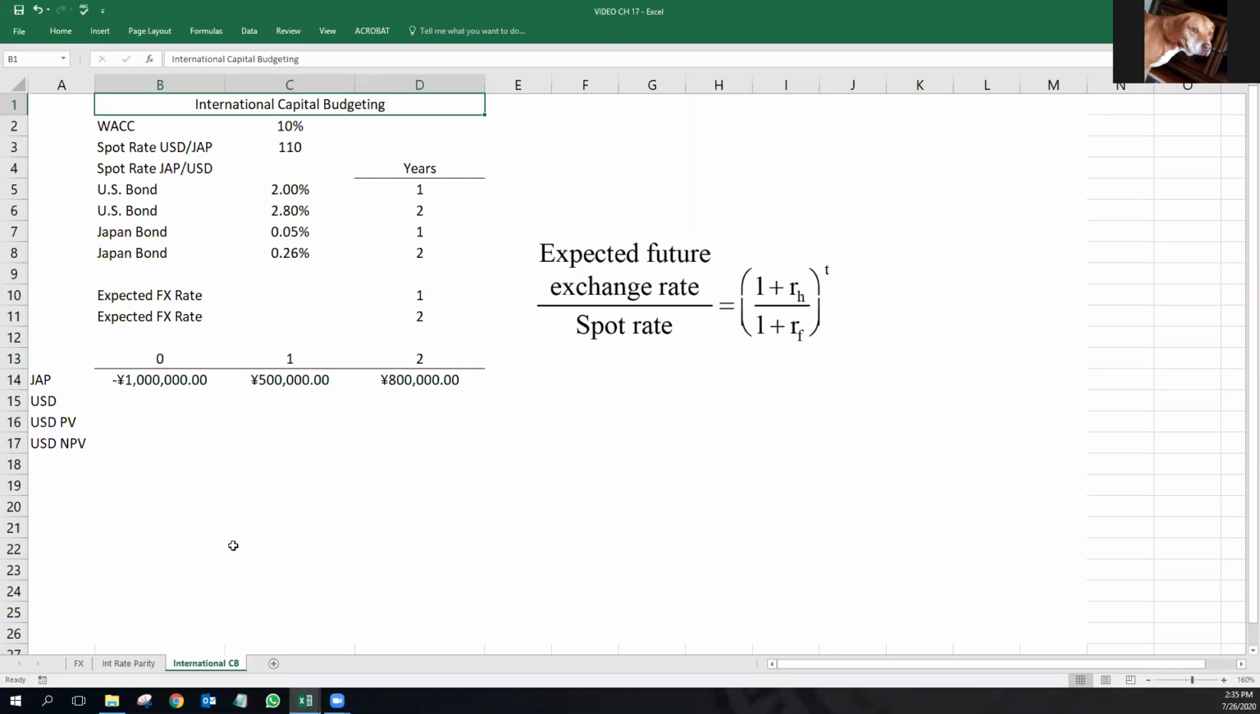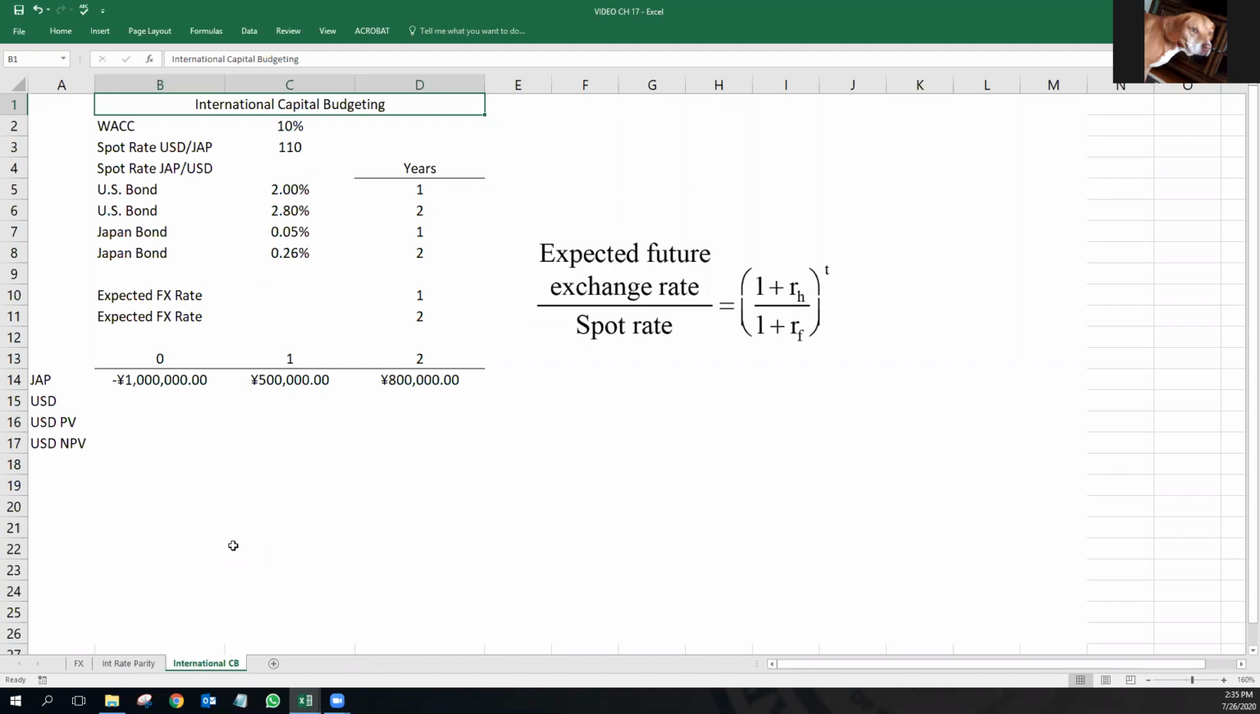Ladies and gentlemen, let's talk about international capital budgeting. This is a very condensed, very basic example of calculating net present value in an international scenario.